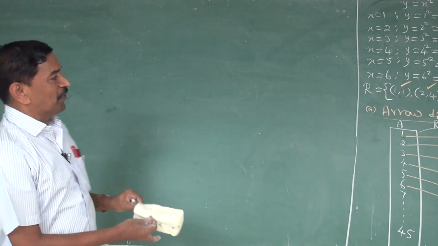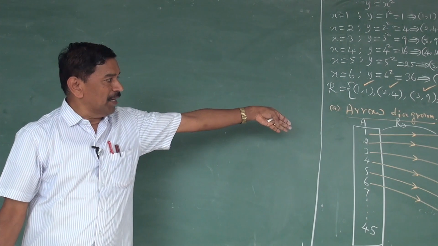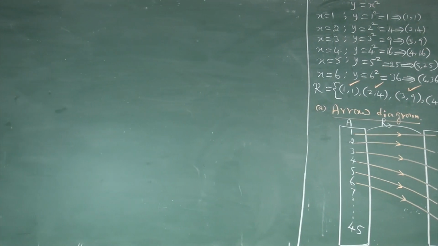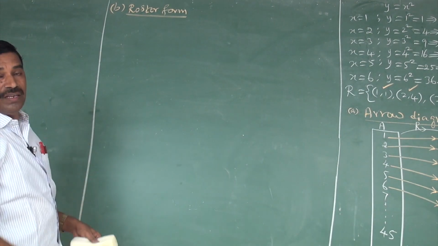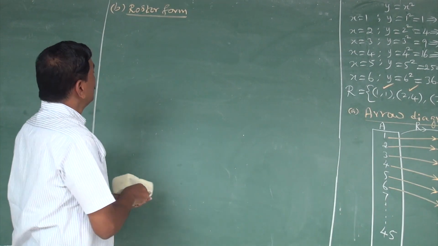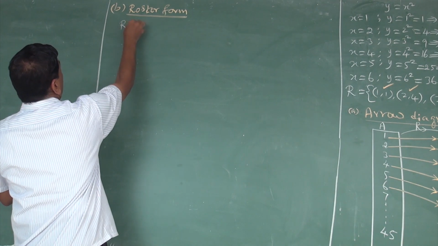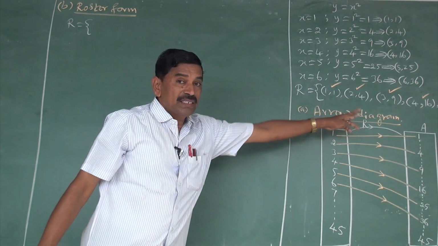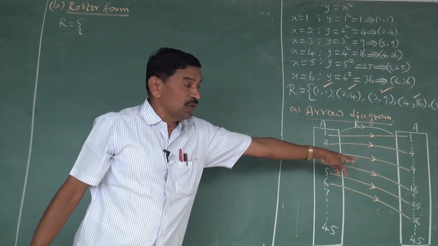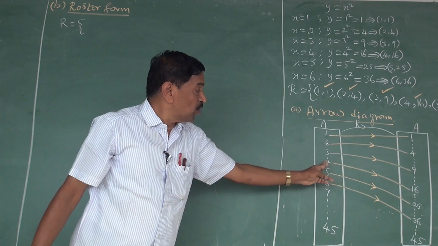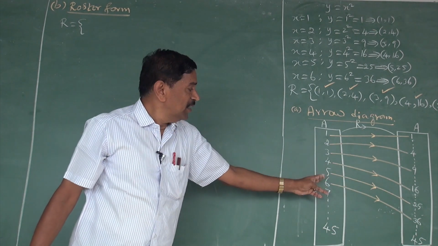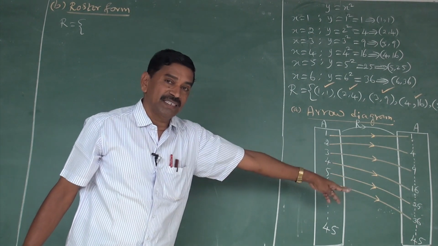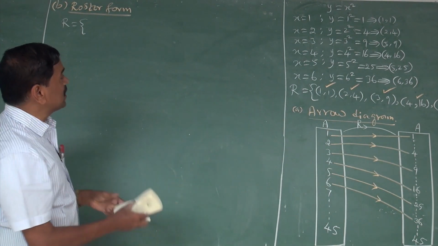Now listen, first subdivision A, the arrow diagram, is completed. Next let us consider the roster form. B, the roster form of the relation R. That is, the relation R is given by: square of 1 is 1, square of 2 is 4, square of 3 is 9, square of 4 is 16, square of 5 is 25, square of 6 is 36. So they are the ordered pairs in roster form.